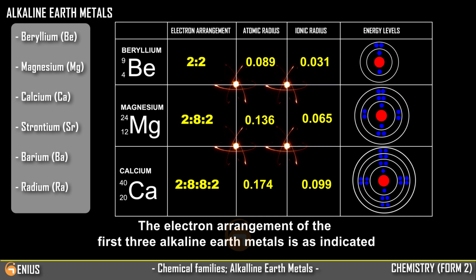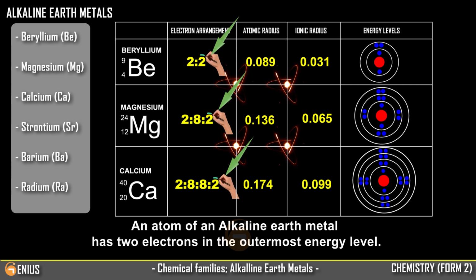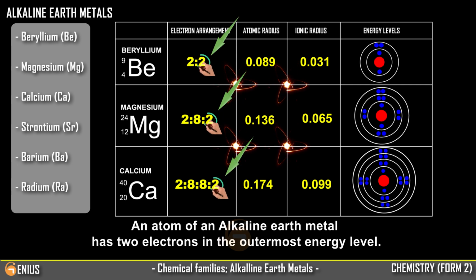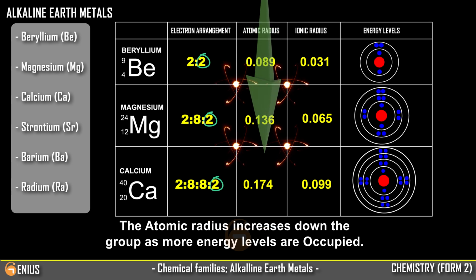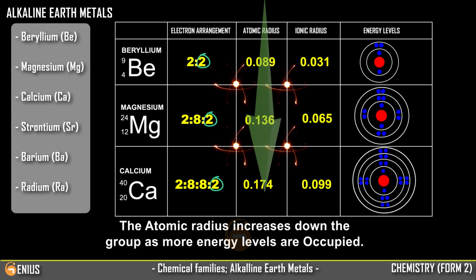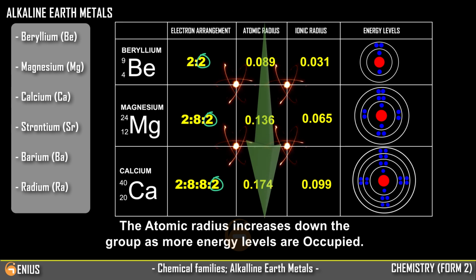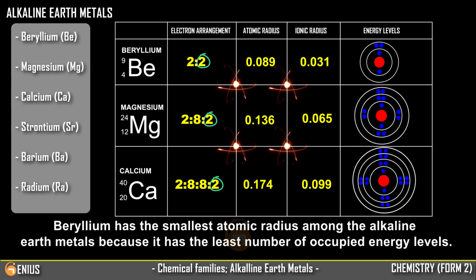The electron arrangement of the first three alkaline earth metals is as indicated. An atom of an alkaline earth metal has 2 electrons in the outermost energy level. The atomic radius increases down the group as more energy levels are occupied. Beryllium has the smallest atomic radius among the alkaline earth metals because it has the least number of occupied energy levels.